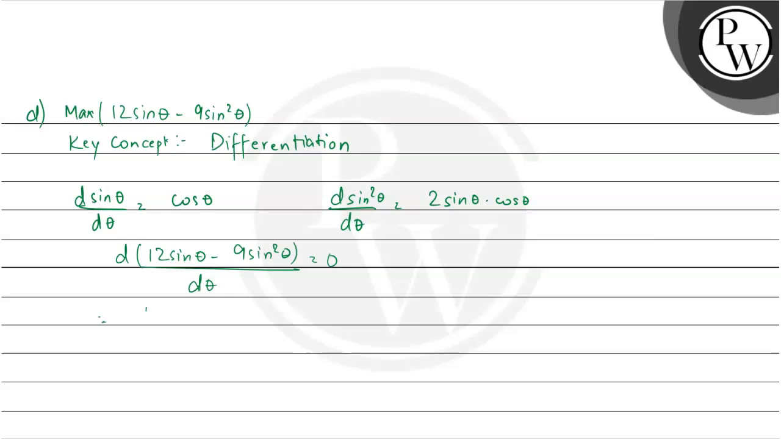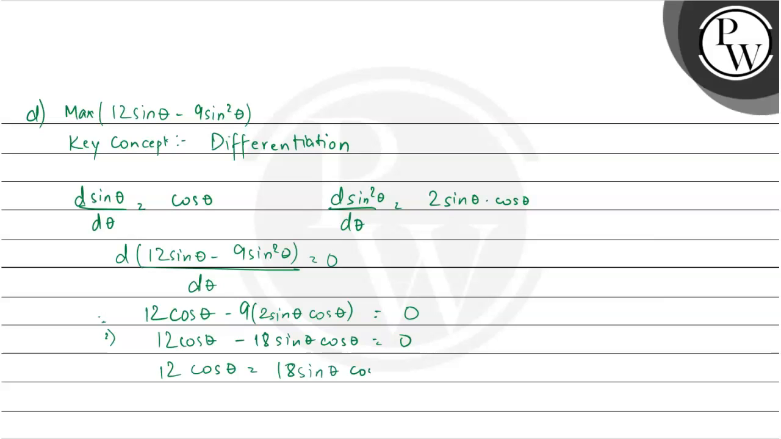So we have 12 times d of sine theta upon d theta, which is cos theta, minus 9 times d of sine square theta upon d theta, which is 9 times 2 sine theta cos theta, and this should be 0. Hence we want 12 times cos theta minus 18 times sine theta cos theta to be 0. Now we'll take 18 times sine theta cos theta to the RHS, to obtain 12 times cos theta is equal to 18 times sine theta cos theta.